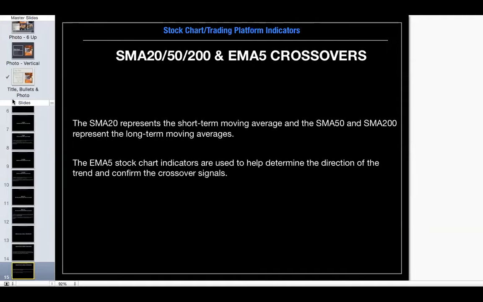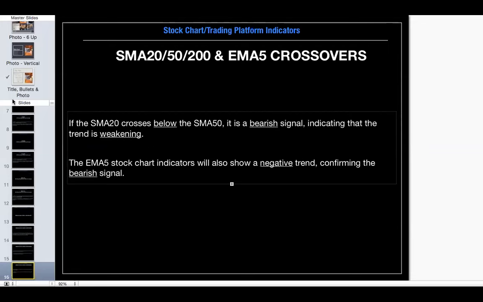Just like I said, the SMA 20 represents the short-term moving average. The SMA 50 and the 200 represent the long-term moving averages. The EMA 5 stock chart indicators are used to help you determine the direction of the trend and then confirm it from the crossover signals, right? So if the 20 crosses below the SMA 50, it's a bearish signal and indicates that the trend is weakening. And if the EMA 5 ends up showing a negative trend, that confirms the bearish signal on the crossover, right?